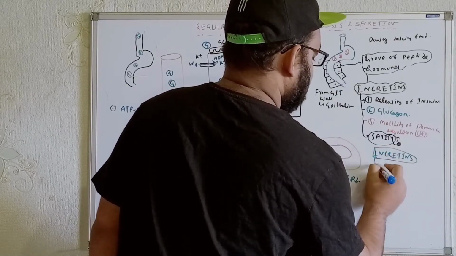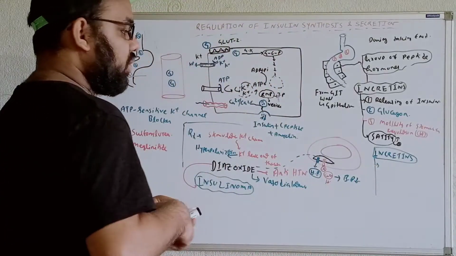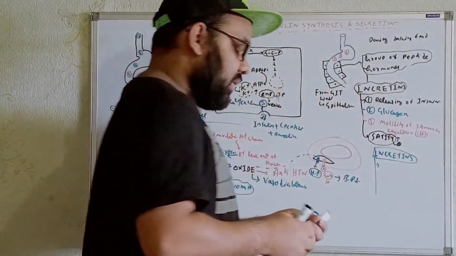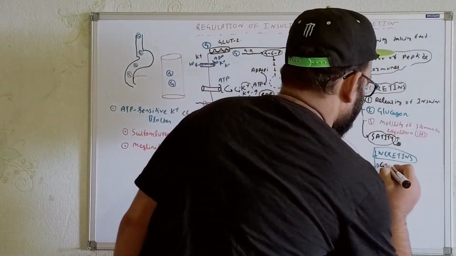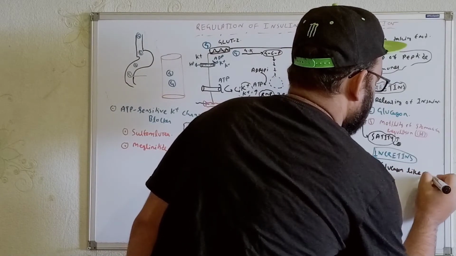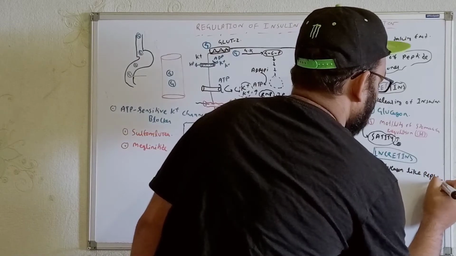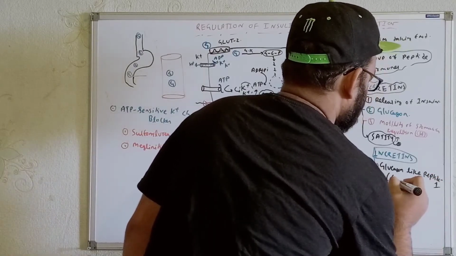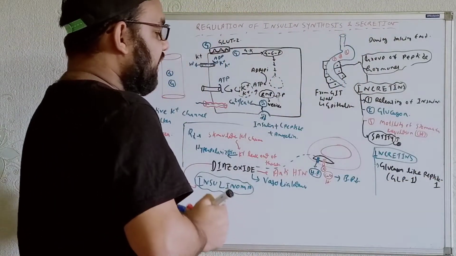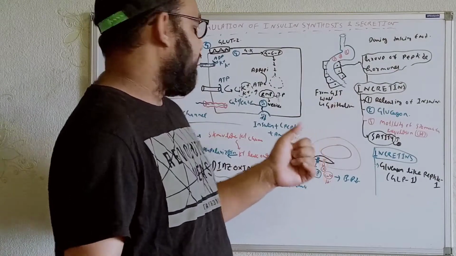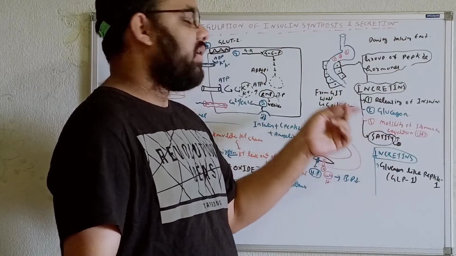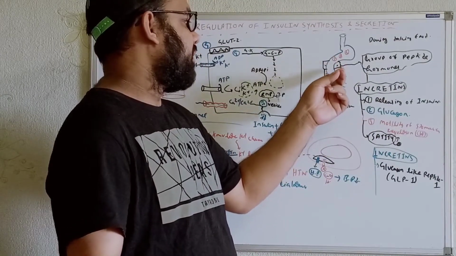The first incretin is known as glucagon-like peptide 1. Don't get confused with the glucagon. I'm writing it over here, then I'm explaining. Glucagon-like peptide 1, also known as GLP-1. Don't get confused with the glucagon. The glucagon is secreted from the pancreatic alpha cells, and this glucagon-like peptide 1 is secreted from the GIT, from the epithelial cells.